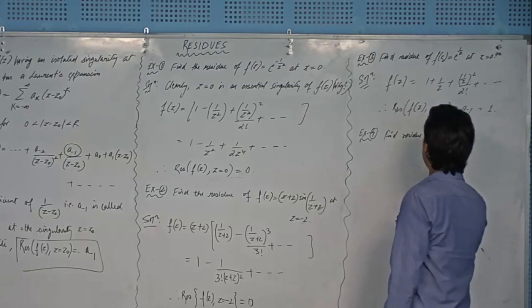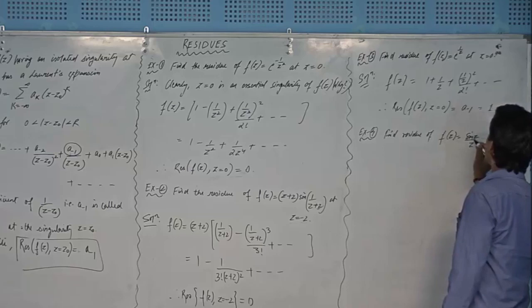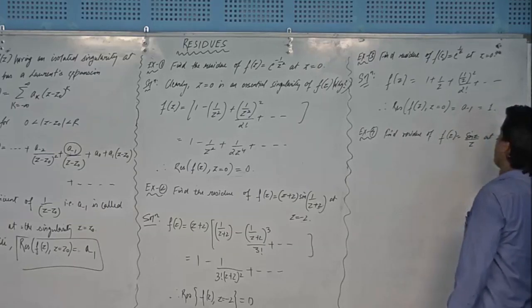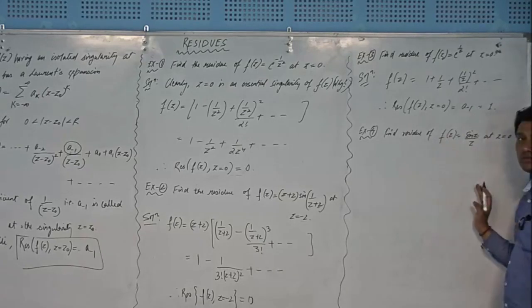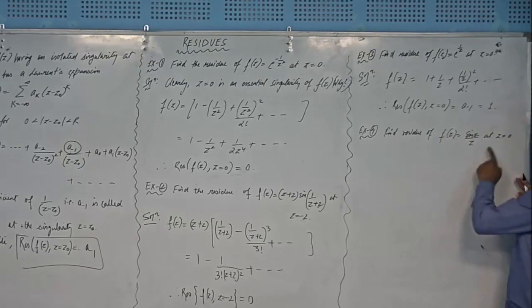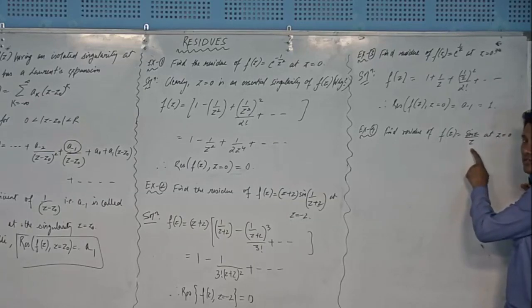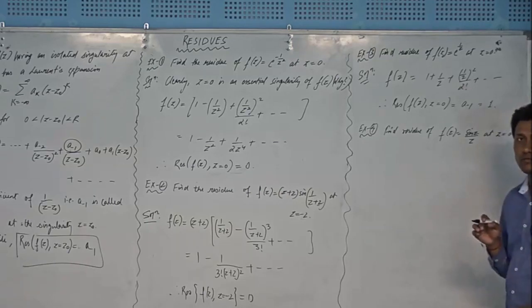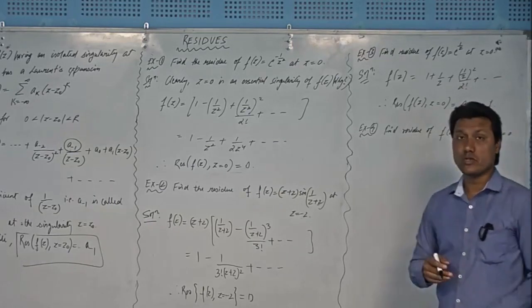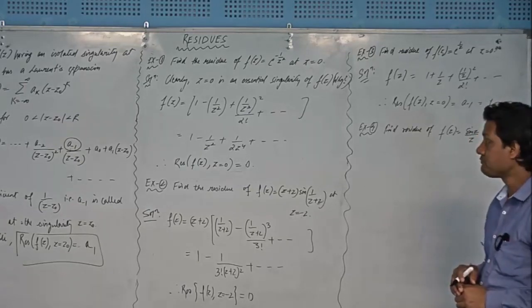If I take the residue of f(z) equal to sin z over z at z equal to 0, we have already discussed this question in our last video, where we saw that this is actually a removable singularity of this function. If you plug in 0 here, you get the 0 by 0 form, and then you apply L'Hôpital's rule, you will get 1. So z equal to 0 is actually a removable singularity of this function.